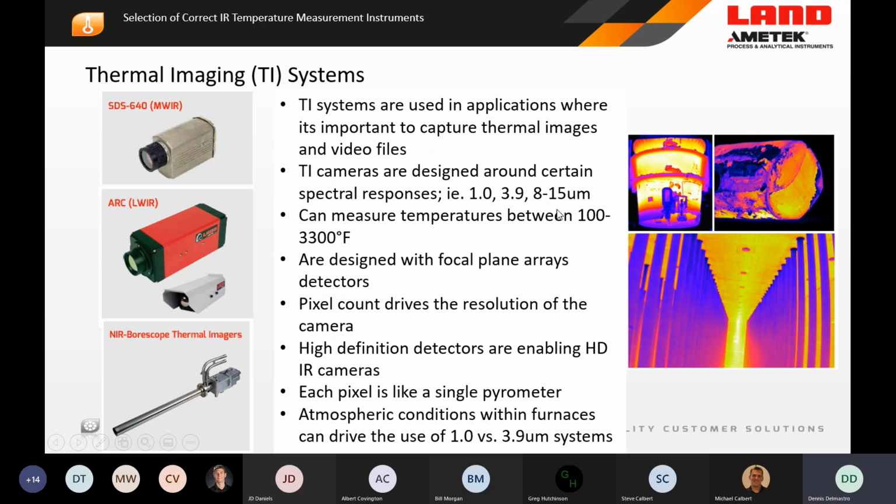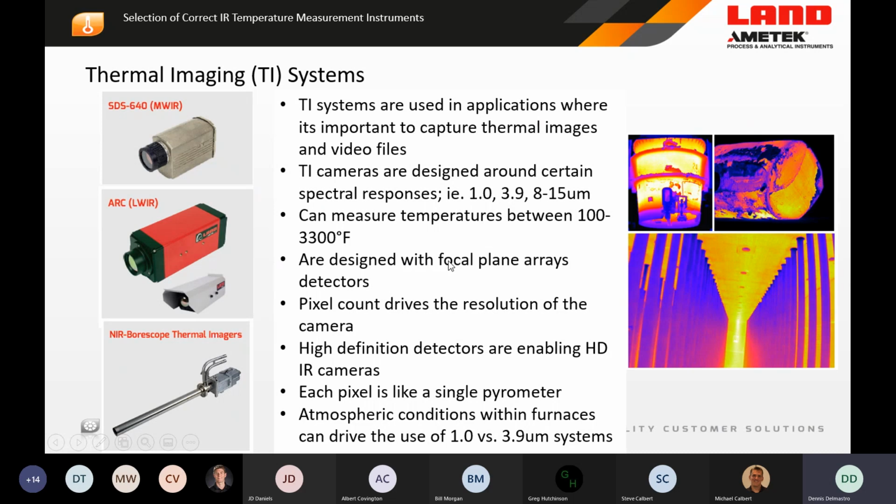And if you remember back, for short wavelength, you want to use 1 micron. For mid wavelength, you want to use 3.9. For long wavelength, you want to use 8 to 15 spectral responses in the thermal imaging systems. Now they can measure, depending on the models, anywhere from 100 to maybe 3300 F. So we cover things like glass melt tanks. We're number 1 in the world in that area, or close to it. They're about the hottest, up there around 3300 F.